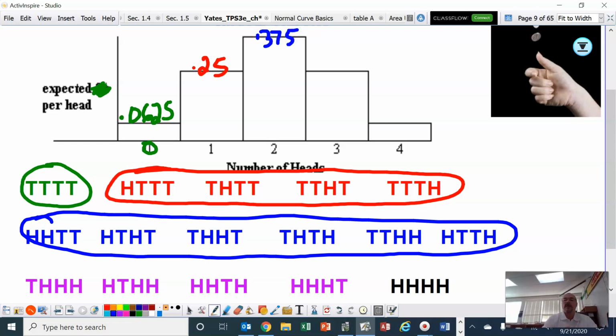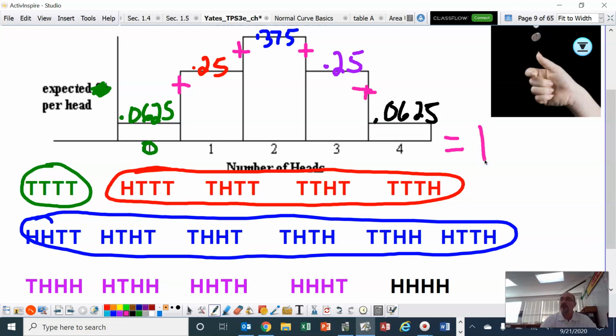And then it starts to drop down again. So now 3 heads, there's 4 possibilities, so that's 0.25. And then all 4 heads, that's going to be back down to 0.0625. Now, ladies and gentlemen, if you take all of those and add them together, what are they going to add up to? Oh, they're going to add up to 1.